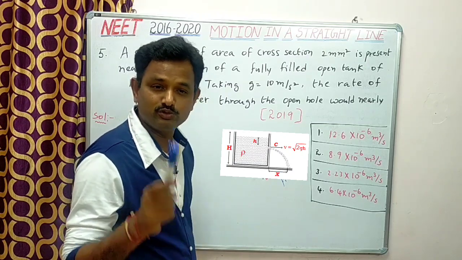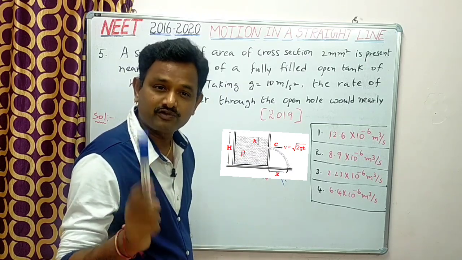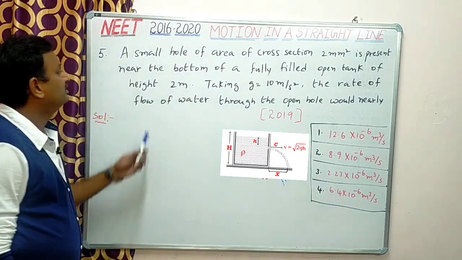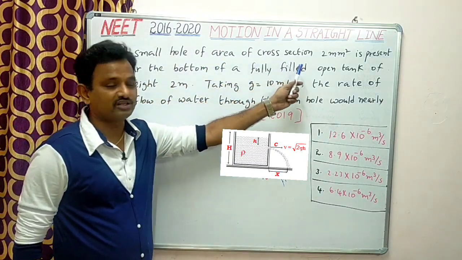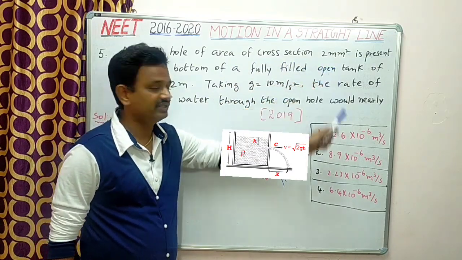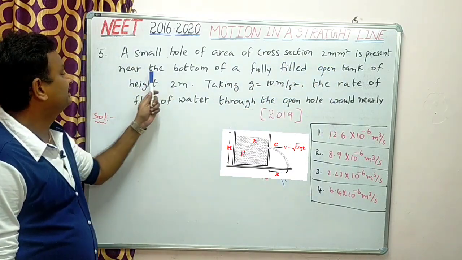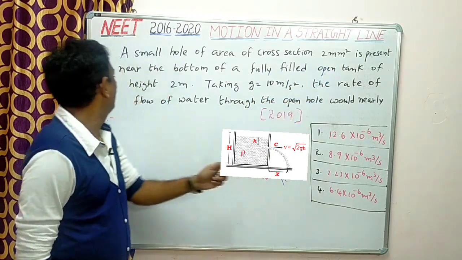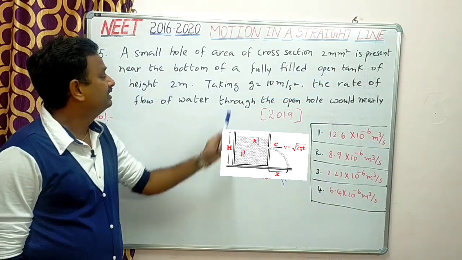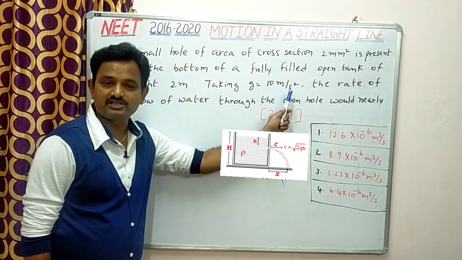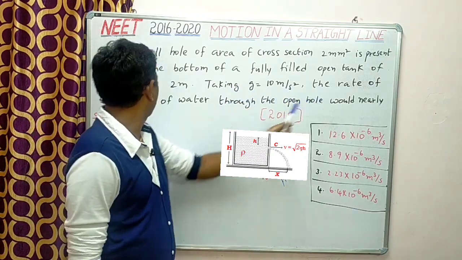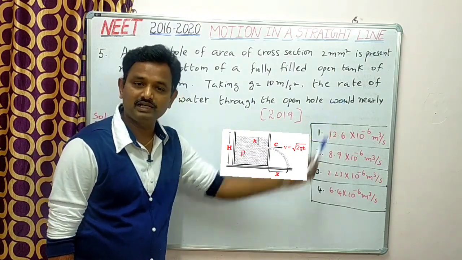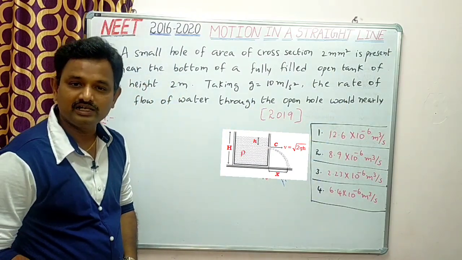That MCQ you can also consider from fluid dynamics. Look here. A small hole of area of cross section 2 mm square is present near the bottom of a fully filled open tank of height 2 meter. Taking g equal to 10 meter per second square, the rate of flow of water through the open hole would be nearly what? So we need to calculate the rate of flow of water.